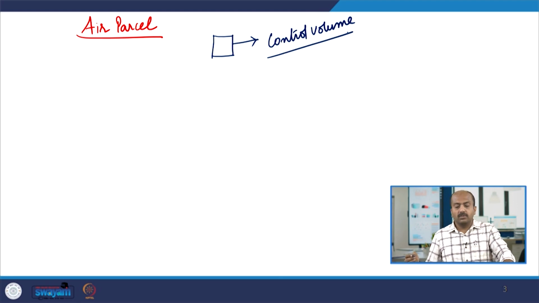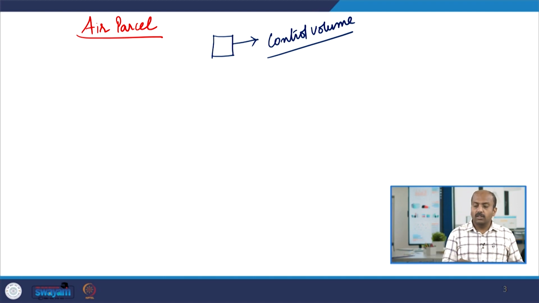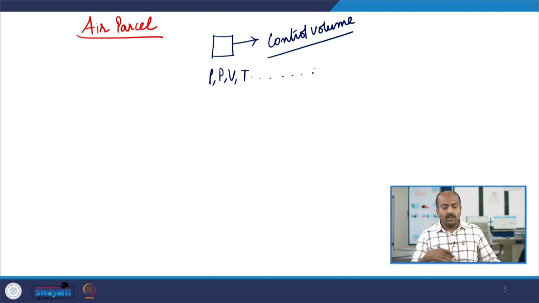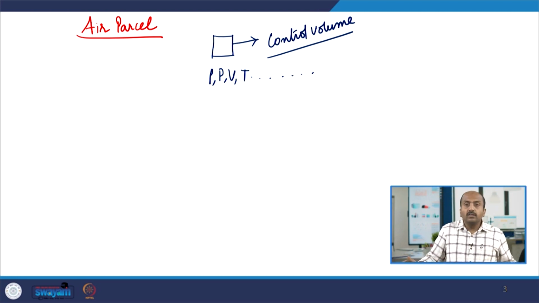Now, what becomes interesting is that this control volume moves from one point to another point. You write an equation for this, and this equation is of course valid for the atmosphere itself. Now, how do you define things within this particular control volume? We define all the dynamical variables: the density, pressure, volume, temperature, etc. All these dynamical variables are defined for this control volume. These are called the field variables.